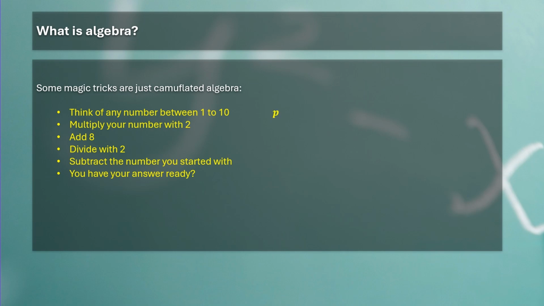First, you thought of a number. I don't know what number, but we'll call it P for purse. By multiplying by 2, you got 2 purses. We write that as 2p. By adding 8, we got 2p plus 8.